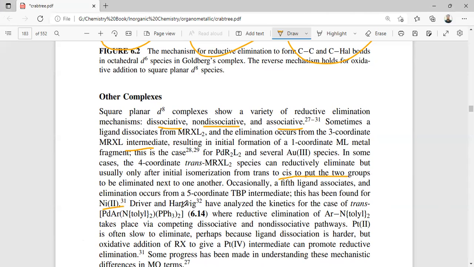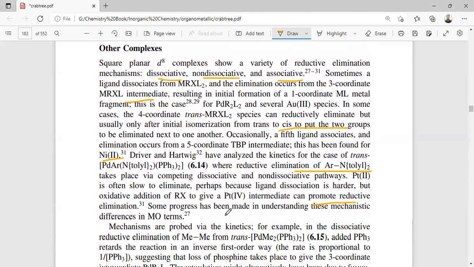Driver and Hartwig analyzed the kinetics for the case of trans palladium aryl amido PPh2, where the reductive elimination of the aryl amide takes place by competitive dissociative and non-dissociative pathways. Palladium(II) is slow to eliminate because ligand dissociation is harder, but the oxidative addition of RX to give a palladium(IV) intermediate can promote the reductive elimination. Some progress has been made in understanding this mechanism in different systems. So mechanisms are probed by kinetics.